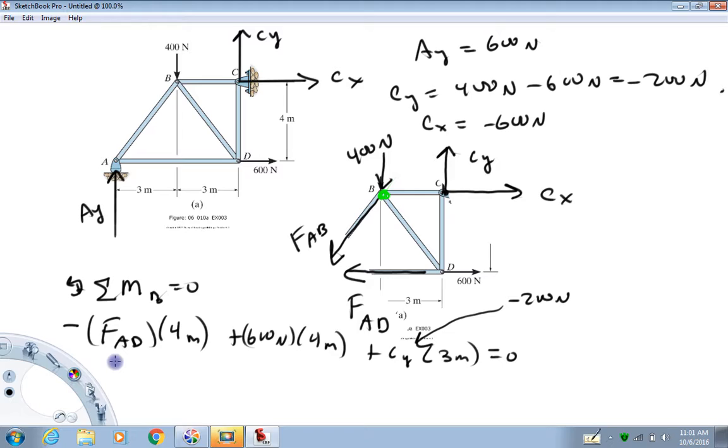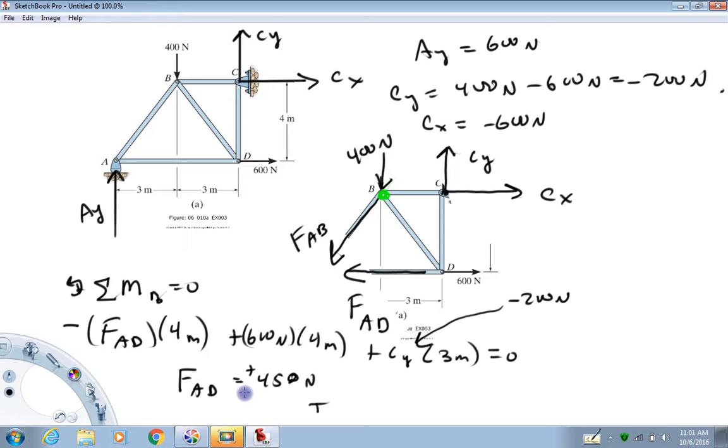I'm just going to go ahead and solve it here. And what I got out of this is that force AD is a positive 450 newtons. And again, the positive sign is indicating tension because I assumed tension. It came out positive. The positive sign means my assumed direction is correct.